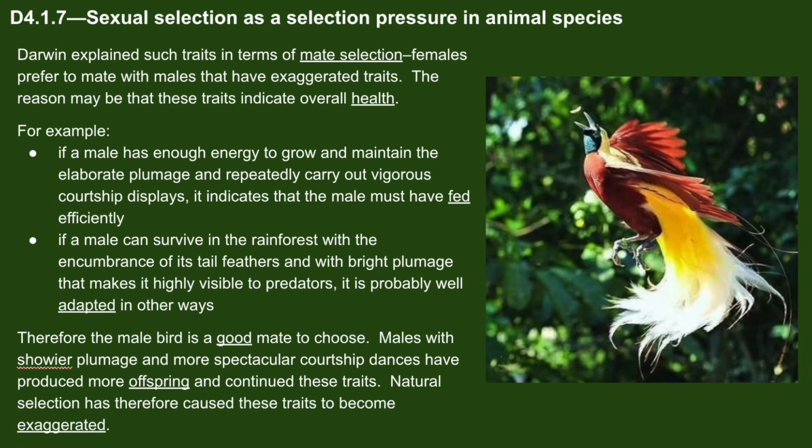And if a male can survive in the rainforest with the encumbrance of all their tail feathers, with bright plumage that makes it highly visible to predators, it's probably well adapted in other ways. And therefore, that male bird is going to be a good mate to choose. Males with showier plumage and more spectacular courtship dances then produce more offspring and continue the traits, and they get passed on from generation to generation. Natural selection has therefore caused these traits to become exaggerated.